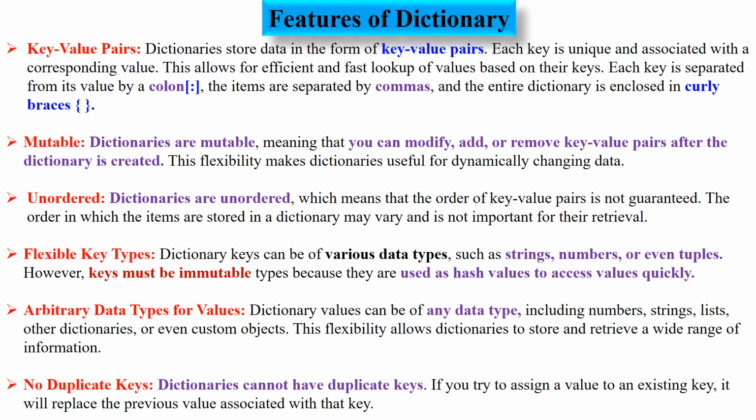No duplicate keys. Dictionaries cannot have duplicate keys. If you try to assign a value to an existing key, it will replace the previous value associated with that key.